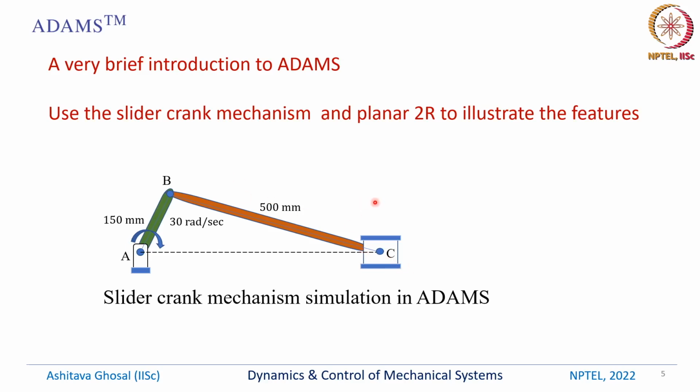Okay, so in this example, we will assume that this length B to C is about 500 millimeters. This length is 150 millimeters, and this crank can rotate by 30 radians per second. So what I want to show you is how we can model this slider crank mechanism in Adams, starting from very basic steps, and then I will show you what it looks like when you simulate this using Adams.